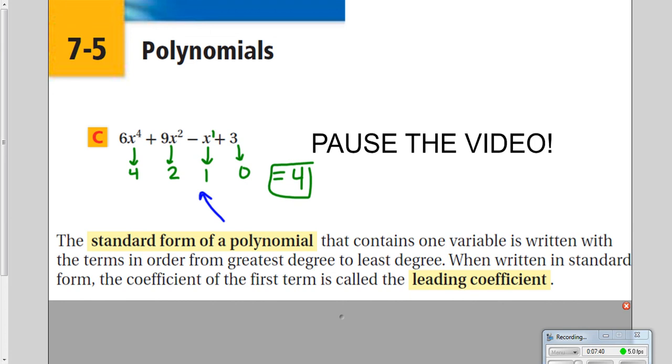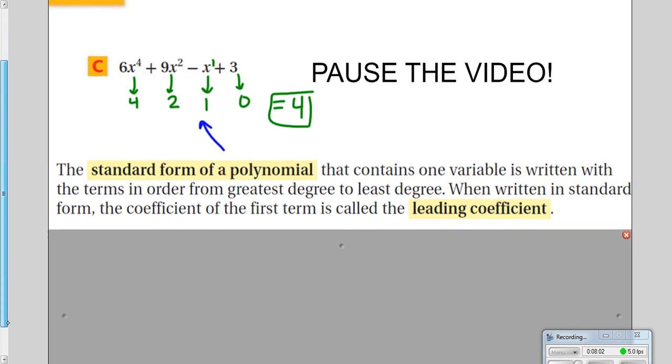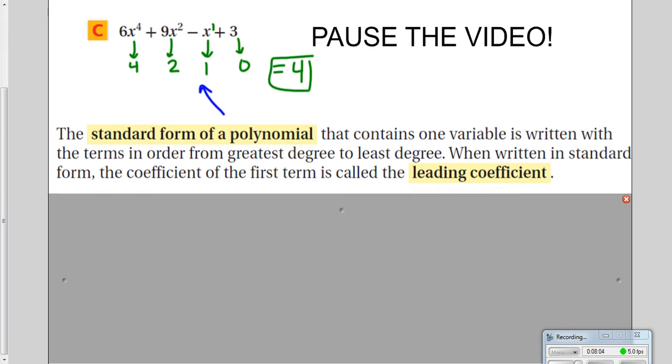So the standard form of a polynomial that contains one variable is written with the terms in order from the greatest degree to the least degree. When written in standard form, the coefficient of the first term is called the leading coefficient. Okay, I'll give you a second to fill in your blanks there. When we write it in standard form, the coefficient of the first term, when it's written in order, is called the leading coefficient. Leading because it leads the pack, right?